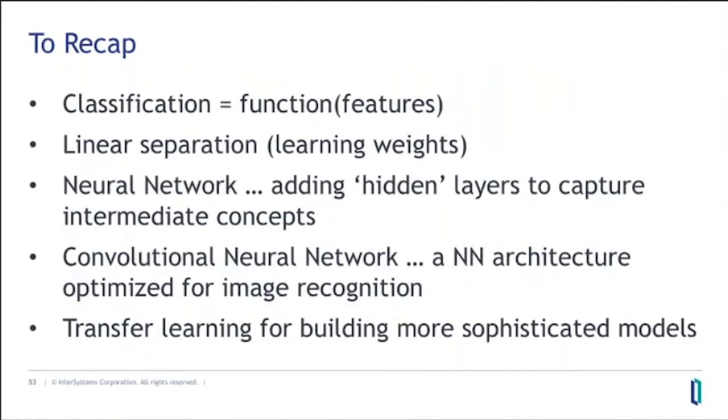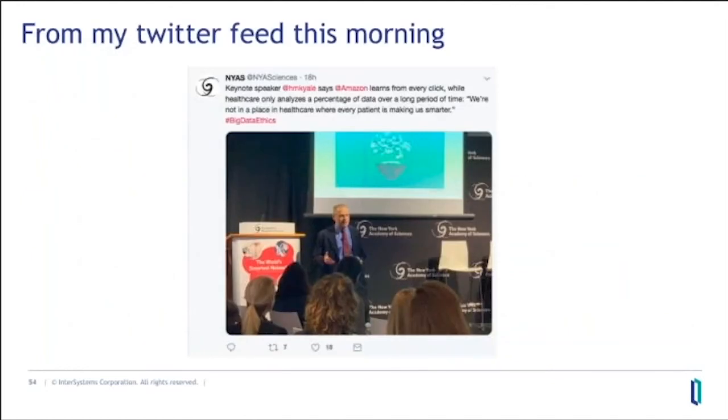Okay, so to summarize what we covered today: classification is really the type of machine learning we've talked about, which is you have features and you're trying to figure out a function that determines the class. Linear separation was last time, and then these two neural networks we did this time. And I'll just show you, I like doing topical news. This was from my Twitter feed this morning.